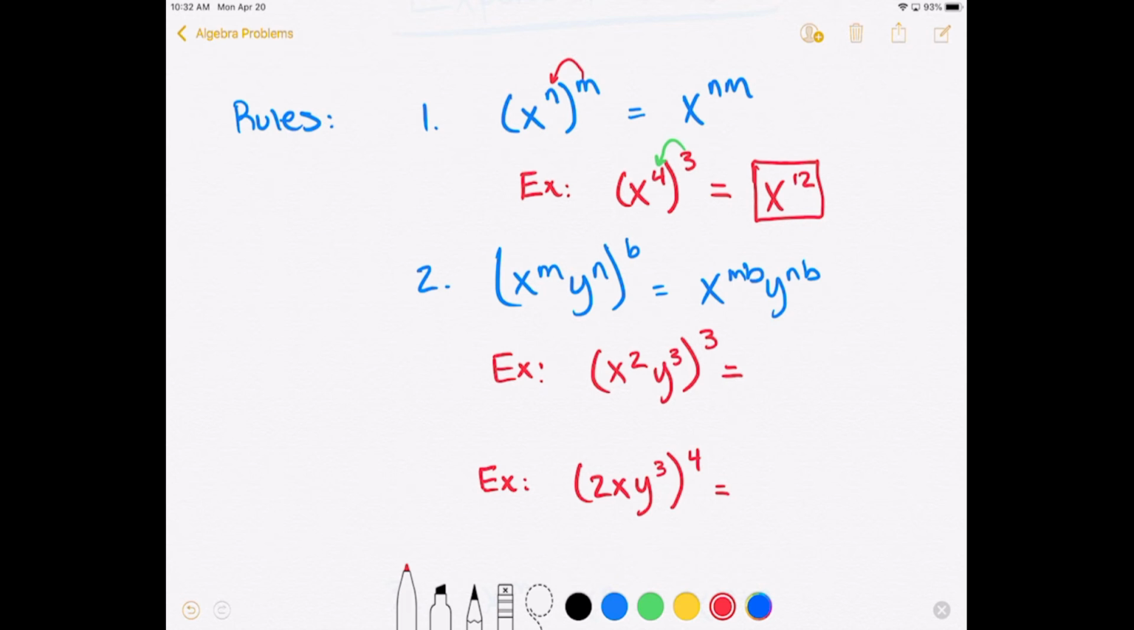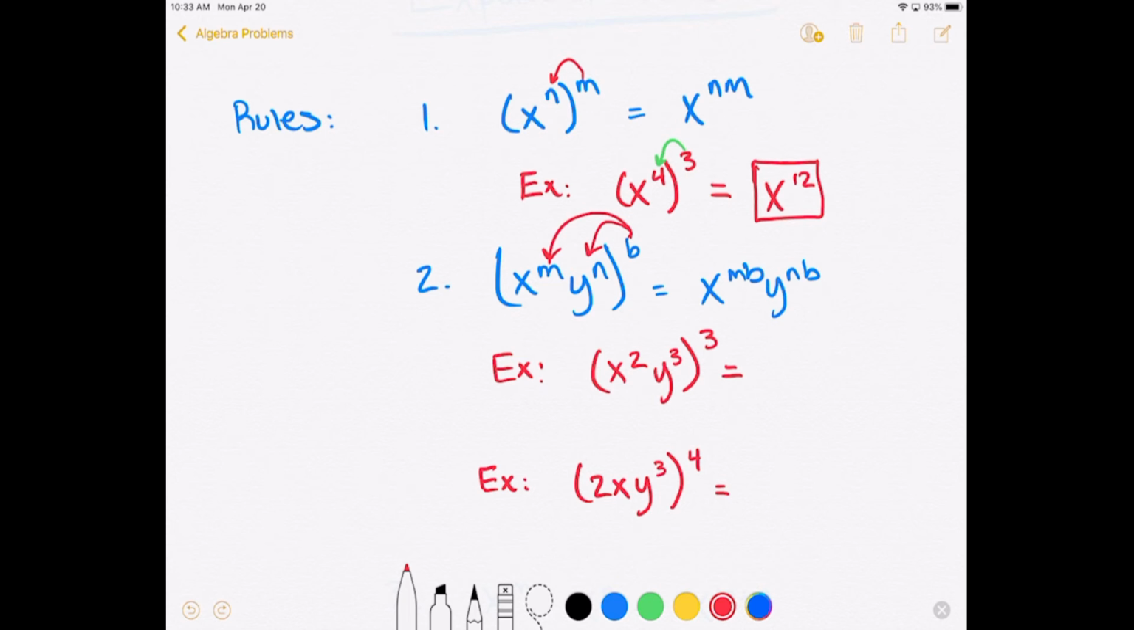It's the power of a product, is what it's called. But what it tells us is that it doesn't matter how many things are on the inside of the parentheses. In this case, I have an x and a y in there. I can continue with this same idea that I can take the exponent from the outside and multiply it to the exponents on the inside like that. So I do m times b, which is what I got right here. And then I have n times b, which is what I got right here.